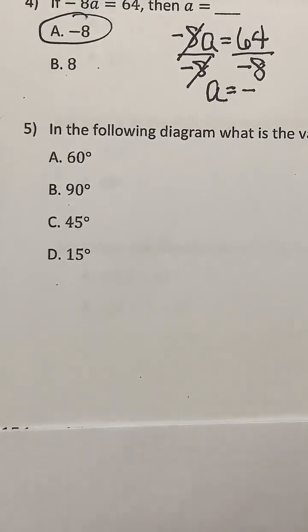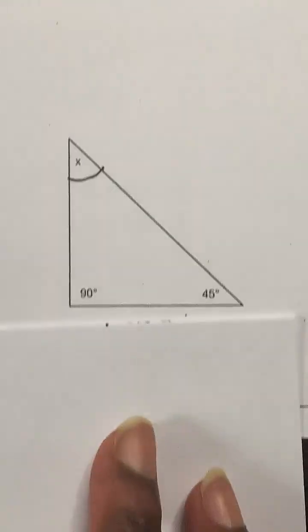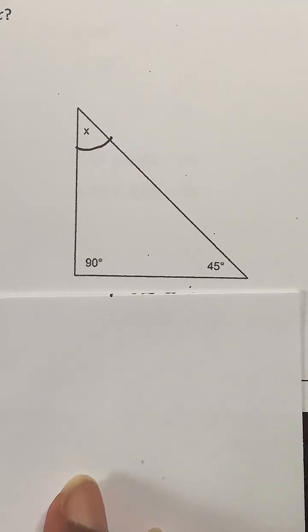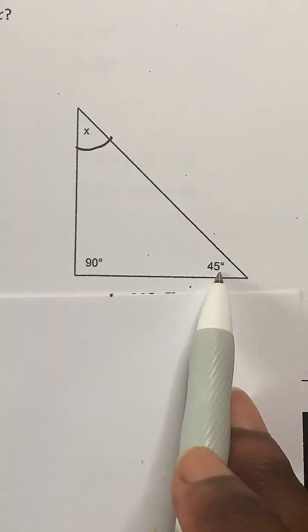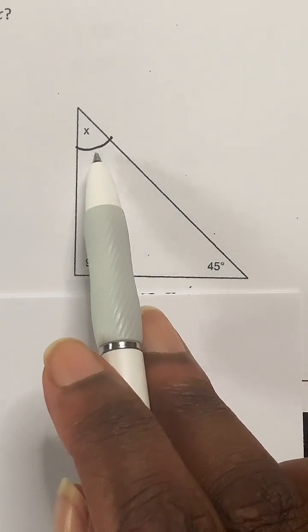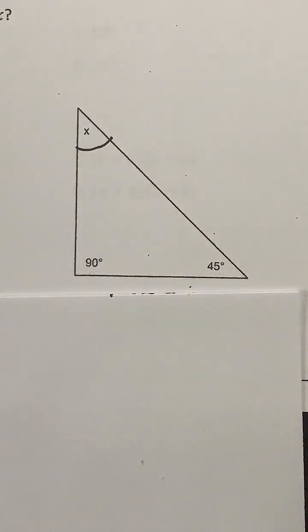Let's see the diagram. I know I had to hide it, so let me slide over because some people are just coming on in. We have a 90-degree angle here, 45-degree angle here, and we're talking about this angle here. What is the measure of that angle for those that are just coming in?